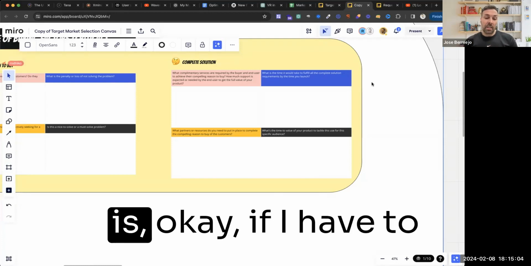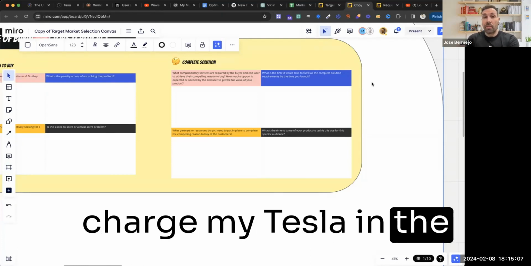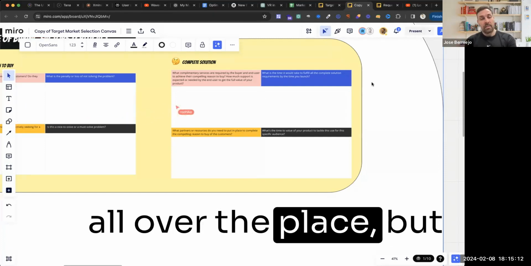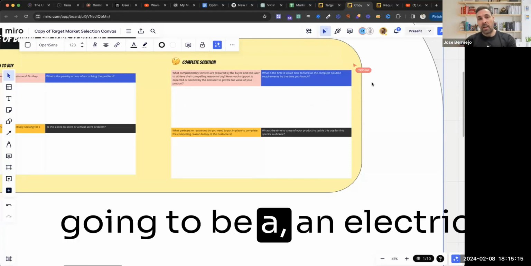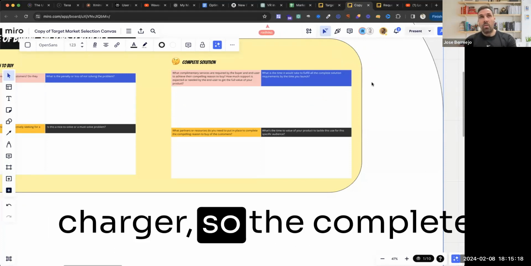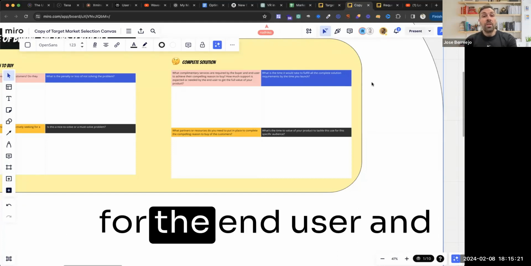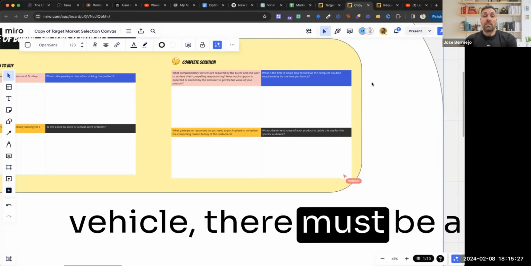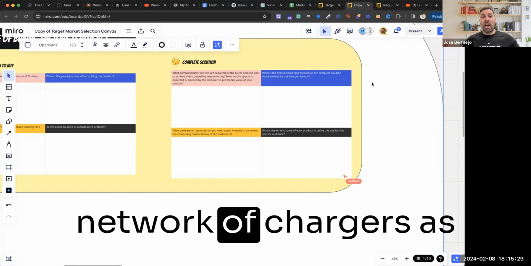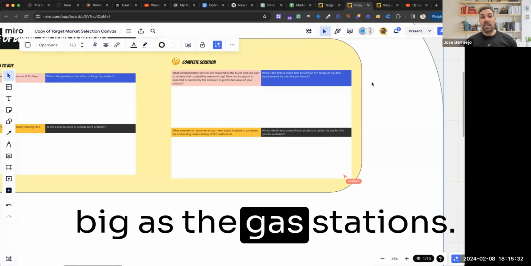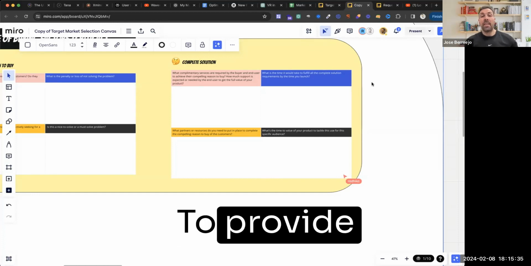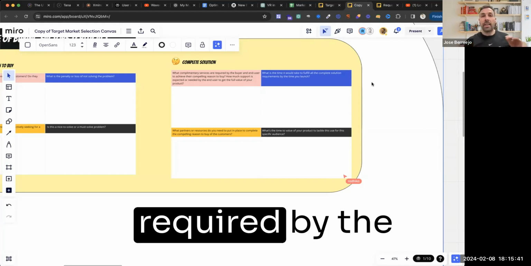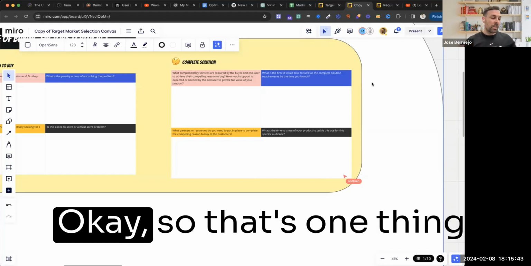The complete solution is, okay, if I have to charge my Tesla in the middle of nowhere, I know that there are gas stations because gas stations are all over the place, but I don't know if there is going to be an electric charger. So the complete solution means that for the end user and for the mainstream to buy an electric vehicle, there must be a network of chargers as big as the gas stations to provide that safety net. So that's part of the complete solution. It's not a core feature, but it's something required by the market to buy it. Okay. So that's one thing.